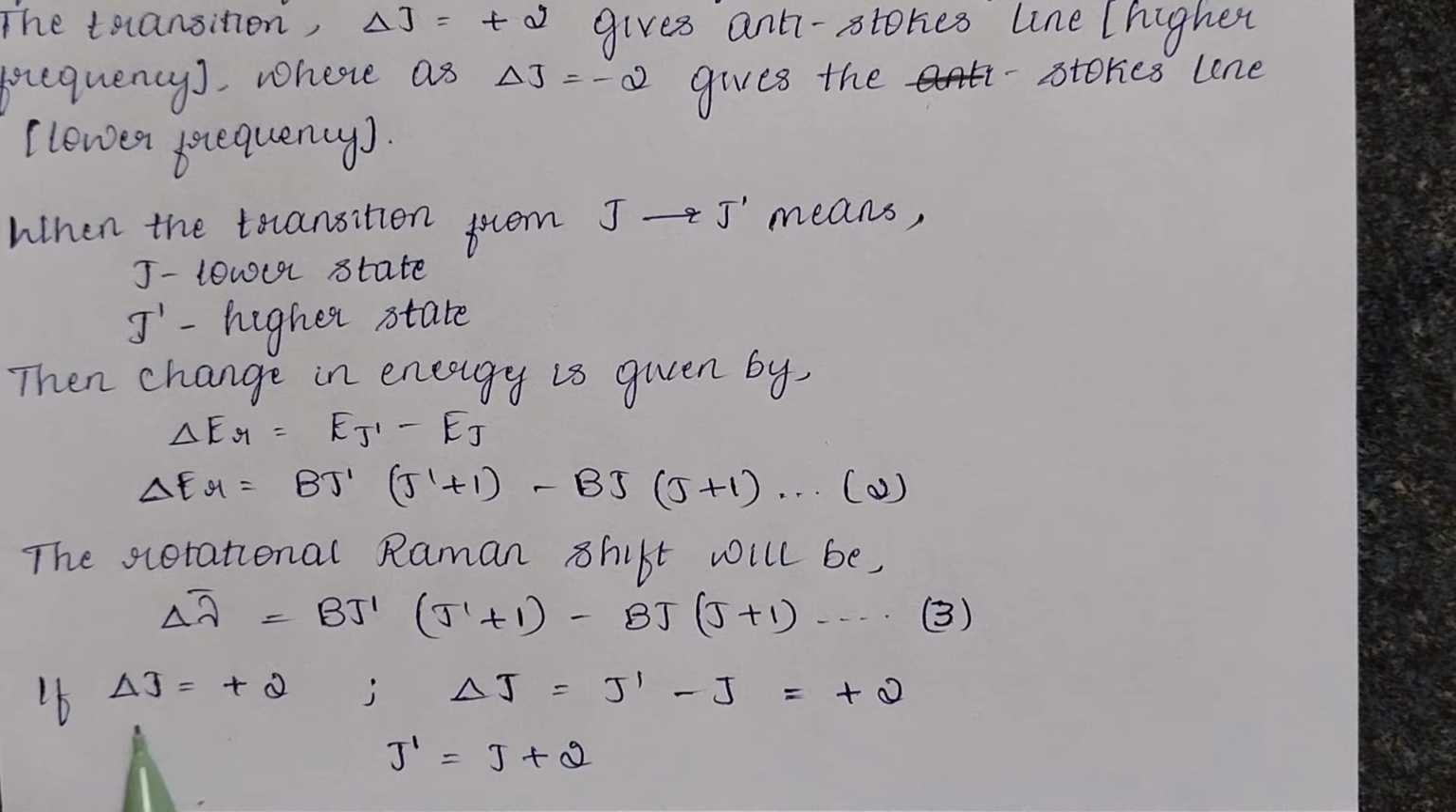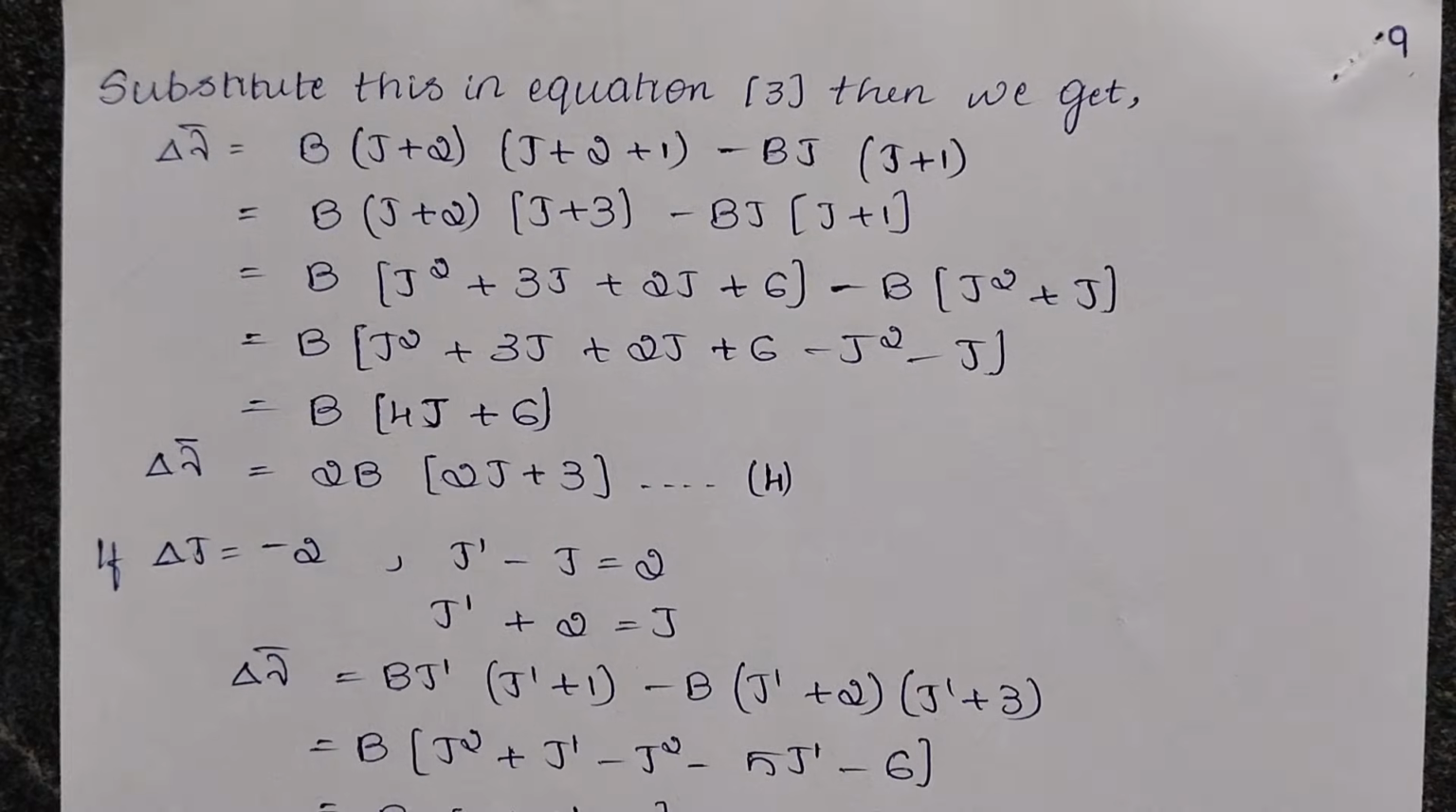Here, if we consider delta J is equal to plus 2, then delta J is equal to J dash minus J, which is equal to plus 2. So delta J is nothing but J dash minus J, and here delta J is equal to plus 2. Therefore J dash minus J is equal to plus 2, and on rearranging, this minus J when shifted to the other side will become plus J, and therefore J dash is equal to J plus 2.